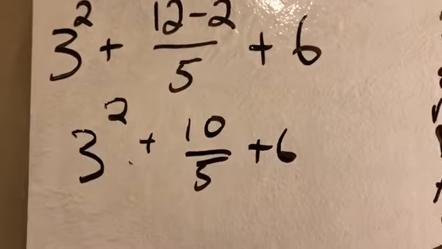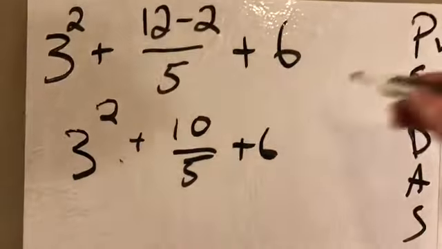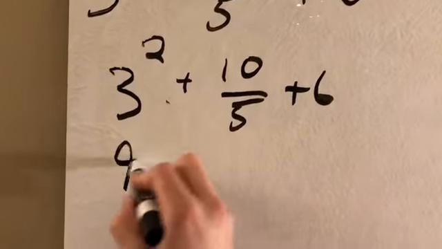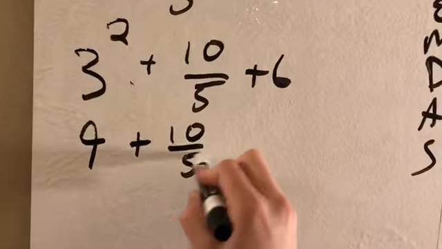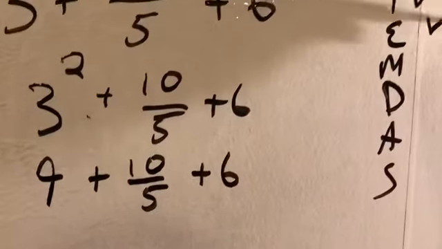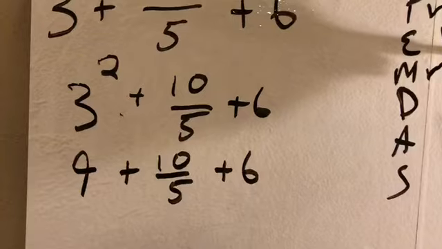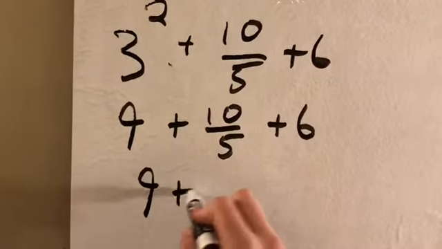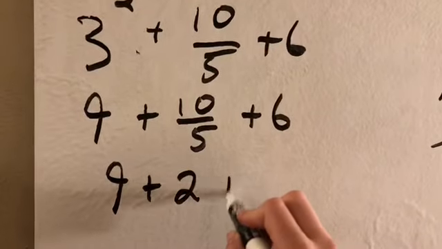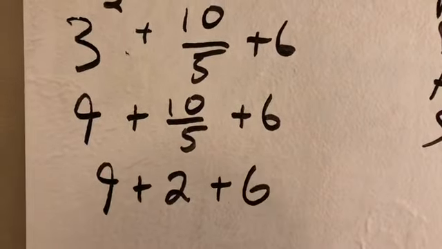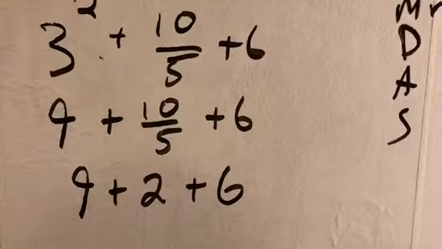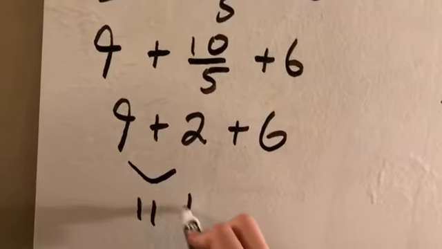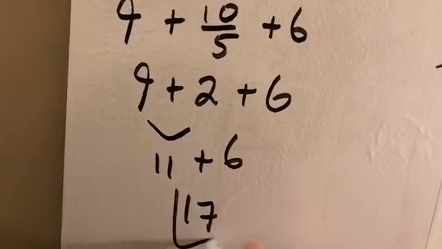And now we'll continue. E for exponent, I do see one over here. 3 squared is 3 times 3. Done there. I don't see any multiplication. I see division because there's a fraction. So I'll divide that. 10 divided by 5 is 2. And now I just have some addition, which we always go left to right like a book. 9 plus 2 is 11. Plus 6 is 17.